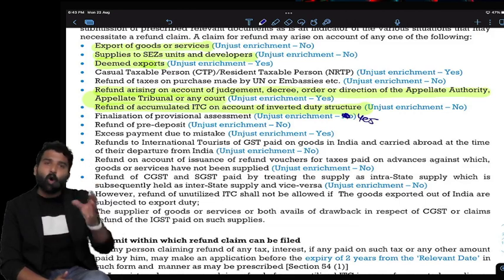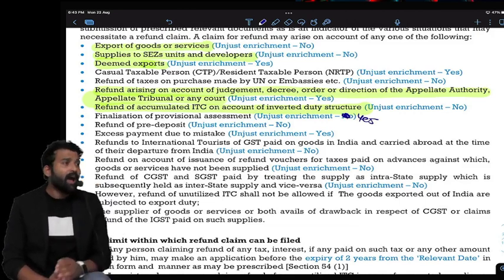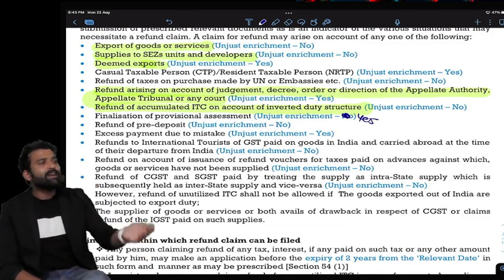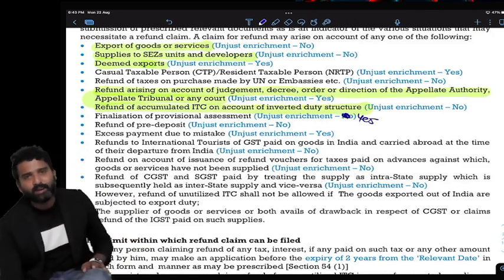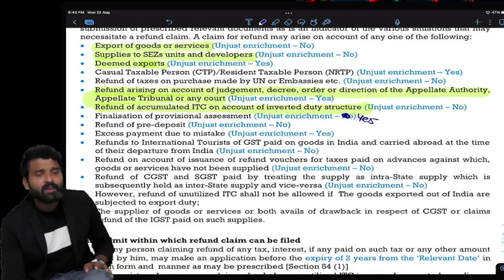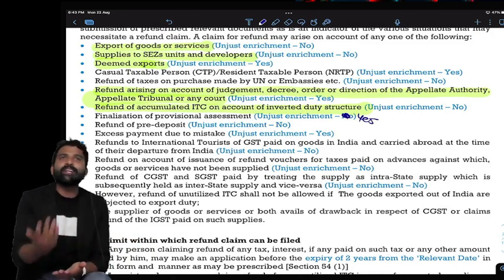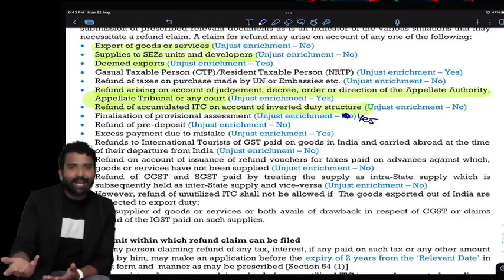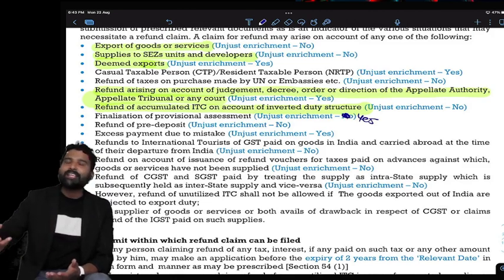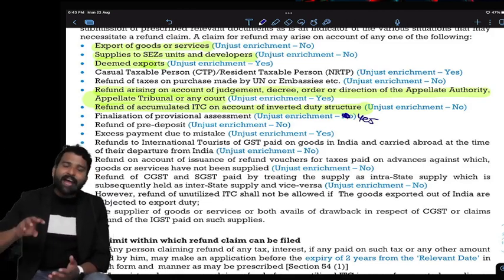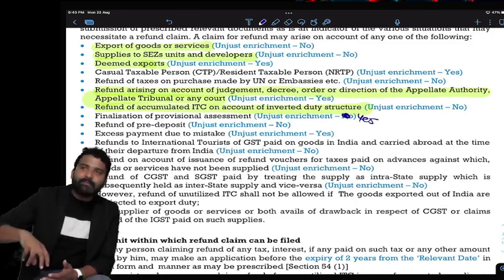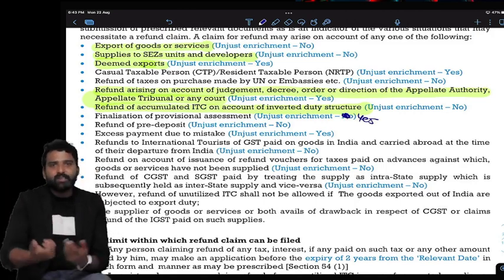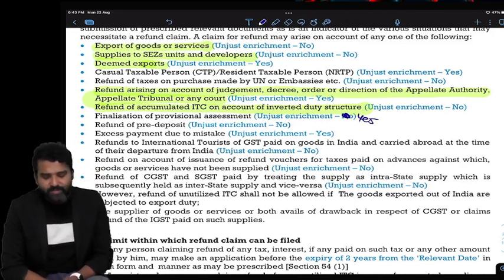Again, there is an opposite, vice versa case as well. I have to pay CGST, SGST, but wrongfully I paid IGST. So in that case also, I can claim refund. Again, unjust enrichment is not required because I just paid the wrong nature of tax. I am not actually claiming the refund; I have paid the amount in the wrong head. So I am claiming the refund for paying in the right head. So there is no requirement to prove unjust enrichment in this case.